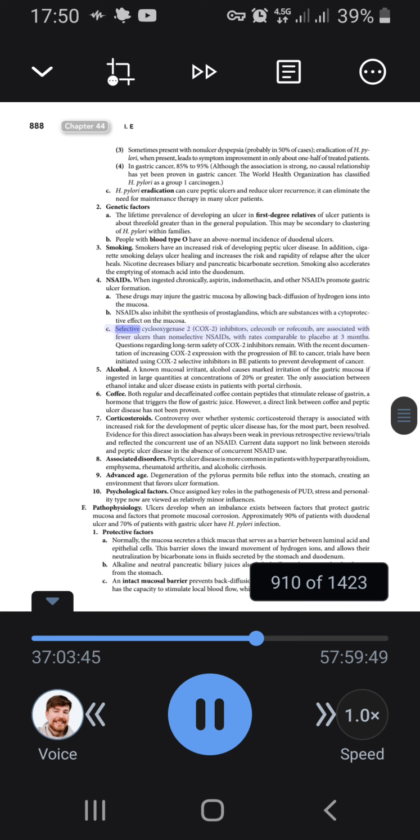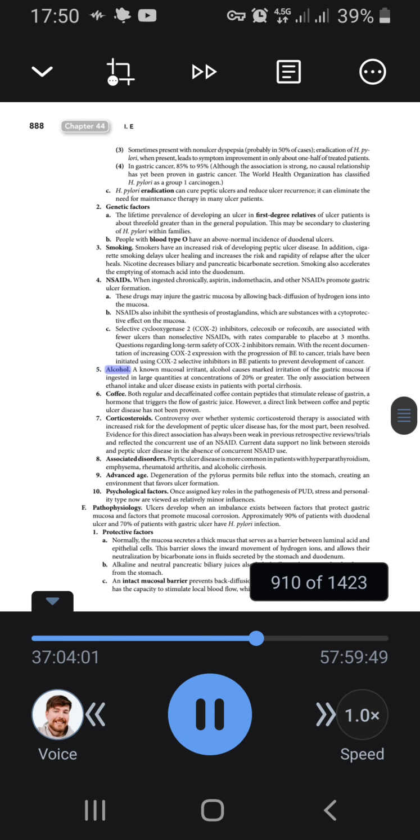C. Selective cyclooxygenase 2, COX-2, inhibitors, celecoxib or rofecoxib, are associated with fewer ulcers than non-selective NSAIDs, with rates comparable to placebo at 3 months. Questions regarding long-term safety of COX-2 inhibitors remain. With the recent documentation of increasing COX-2 expression with the progression of Barrett's esophagus to cancer, trials have been initiated using COX-2 selective inhibitors in these patients to prevent development of cancer.